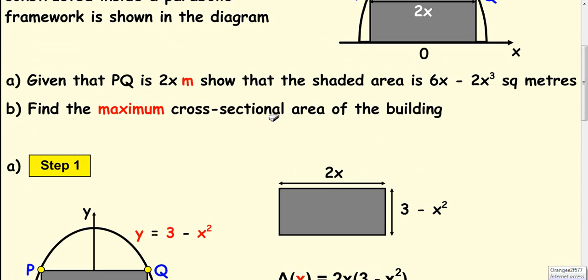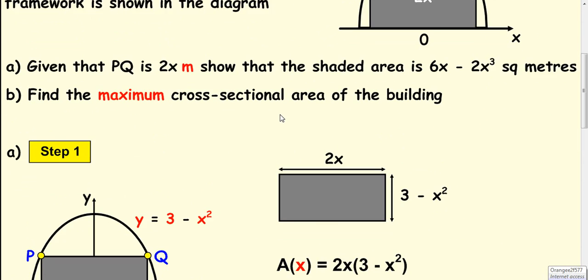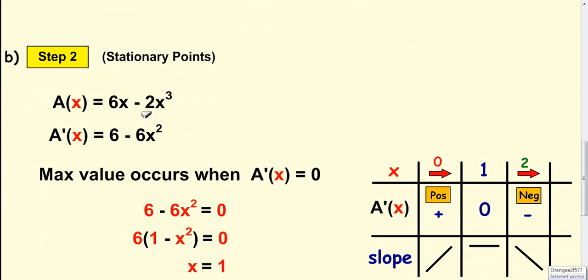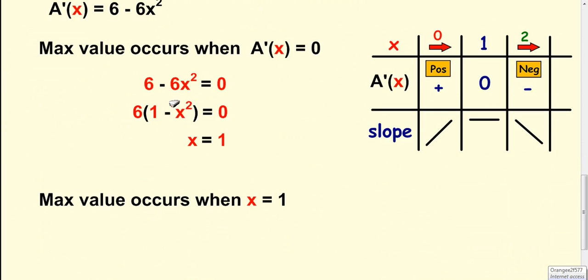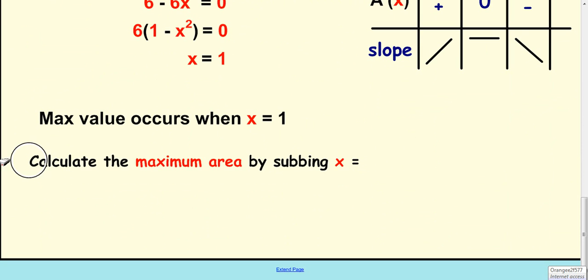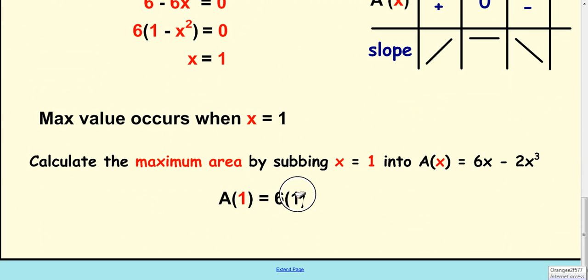Now the question says find the maximum cross-sectional area of the building. So here is our function for the area, and we've worked out the maximum occurs when x is 1. So substitute 1 in here and here. So 6 times 1 take away 2 times 1 cubed comes out to be 4 meters squared.